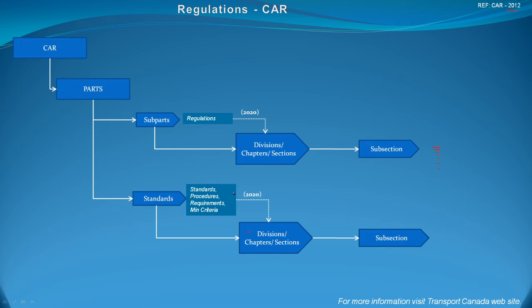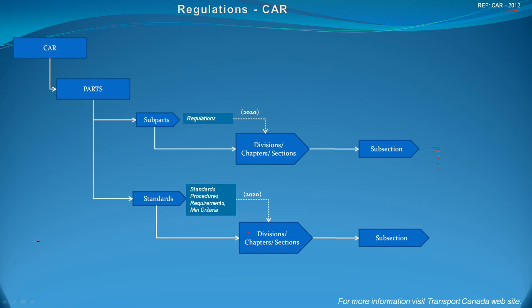So it's very simple. The regulation subpart tells us what we need, who we need, and standards tell us minimum criteria, how many years, what knowledge, what certificates, what tests, right? That's how it works. Slightly different, but the goal is the same: safety, airworthiness, and certification requirements.